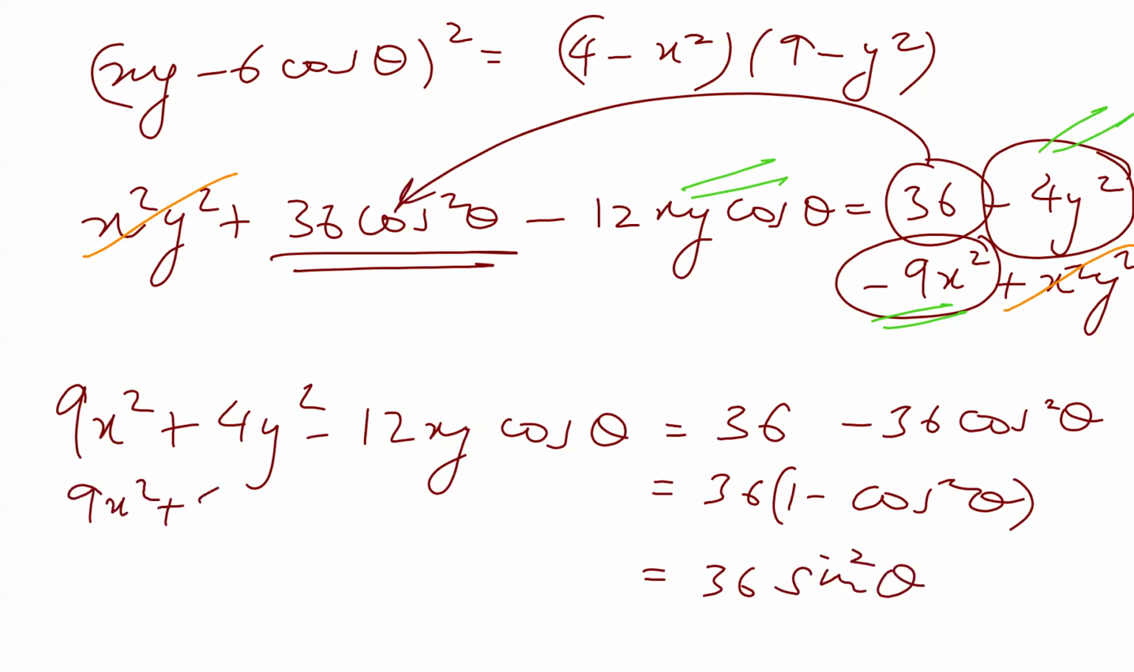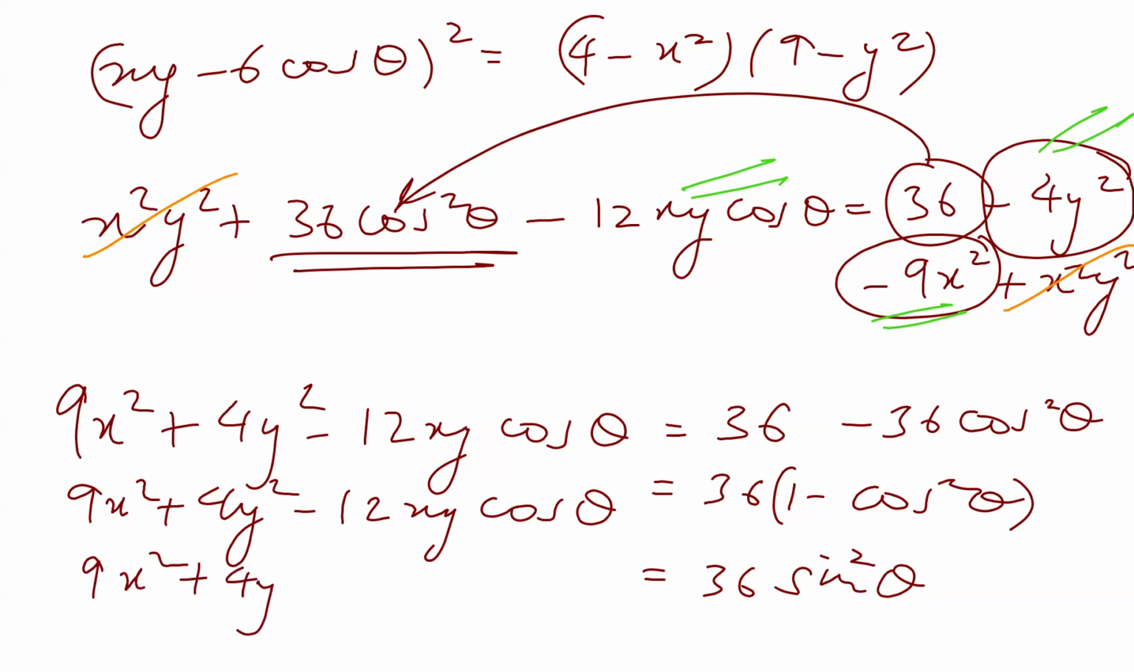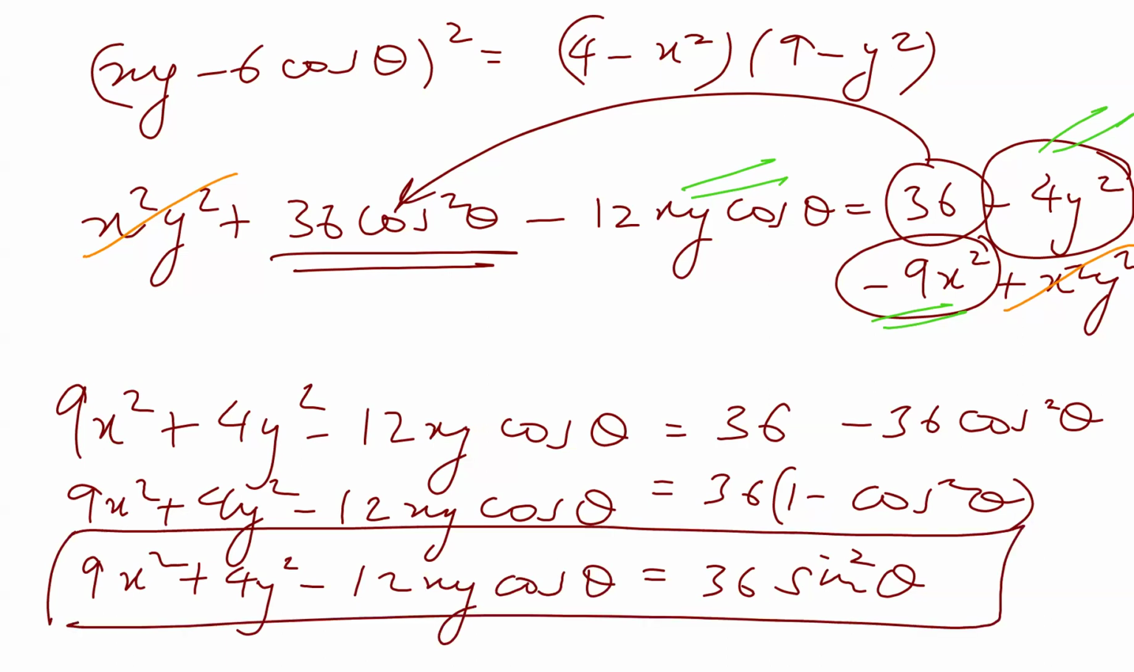9x square plus 4y square minus 12xy cos theta. And this also will be 9x square plus 4y square minus 12xy cos theta. This is your final answer. And this is as it is required. This is the final problem statement, what we were supposed to prove. So let us proceed with the next problem. This proof is over here.